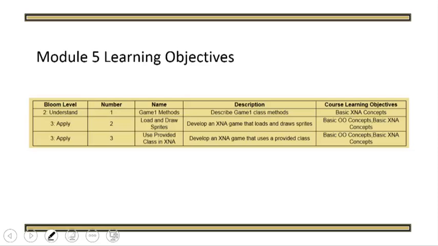In this module, we're going to start talking about how we use XNA to develop games. The module learning objectives are provided here. First, we're going to understand the different methods contained in the Game 1 class, and that's what we're going to talk about today. Then, over the next couple of lectures, we'll learn how to draw sprites, load sprites, develop games using existing classes, design for use in XNA, and so on.